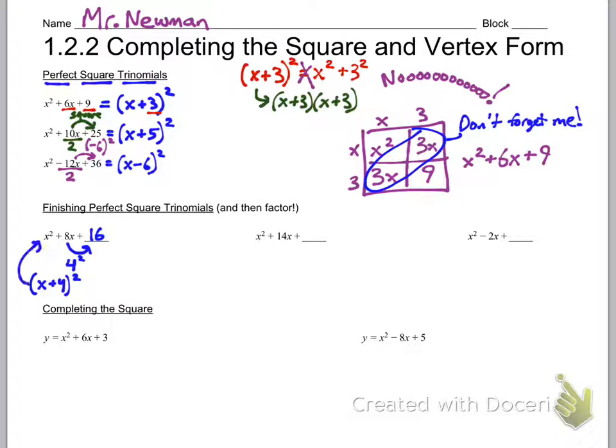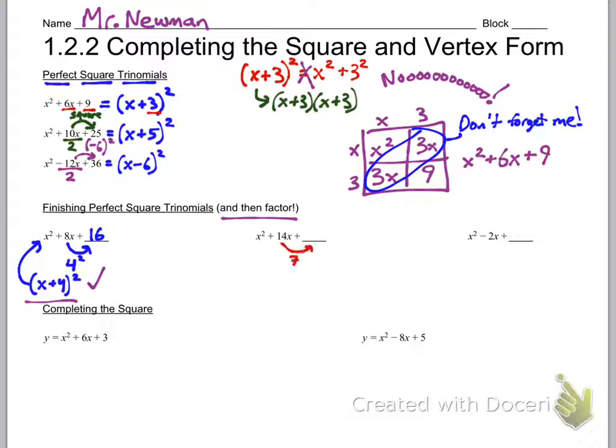Now, I wanted you guys to factor it anyway. That is the factored form, (x + 4) squared. And if you multiply that out, either by FOILing it or with a Punnett square, you'll get x squared plus 8x plus 16. Let's try this next one.